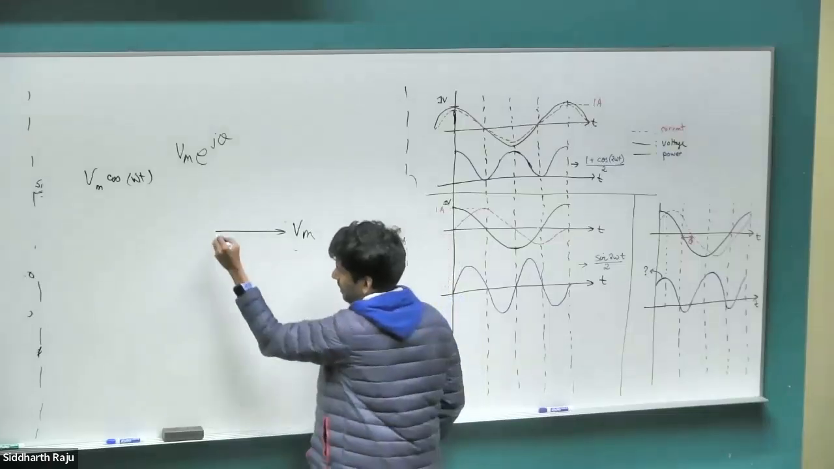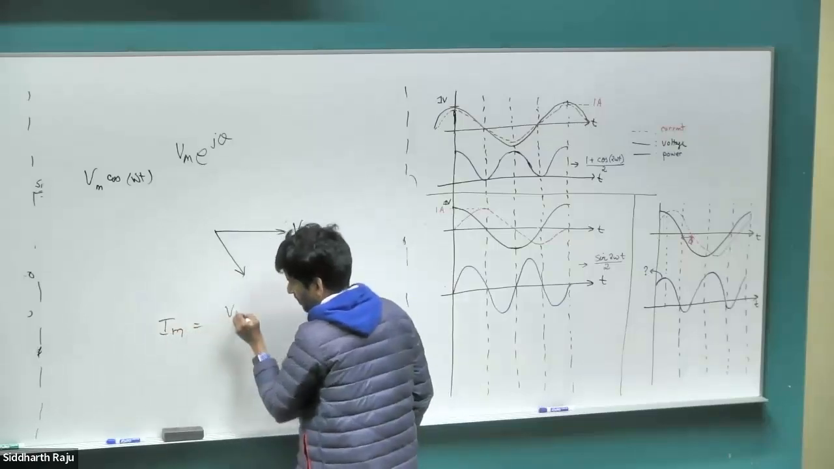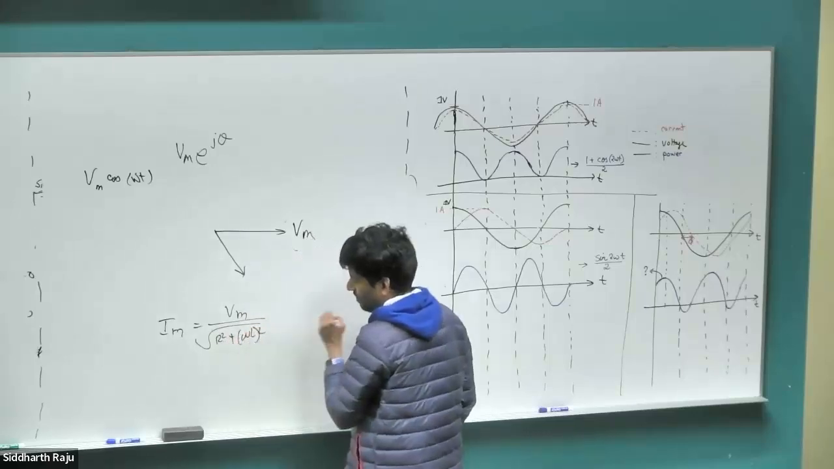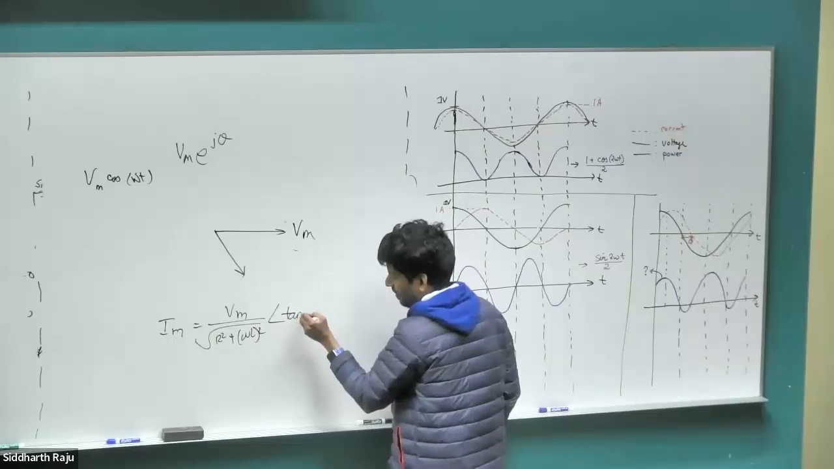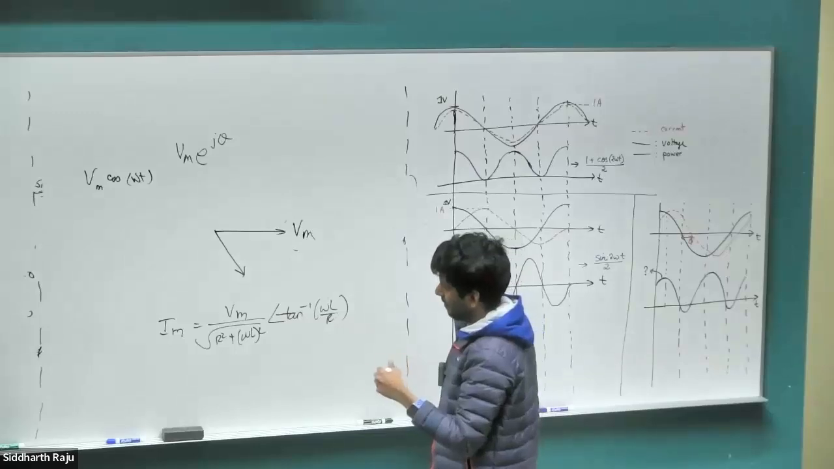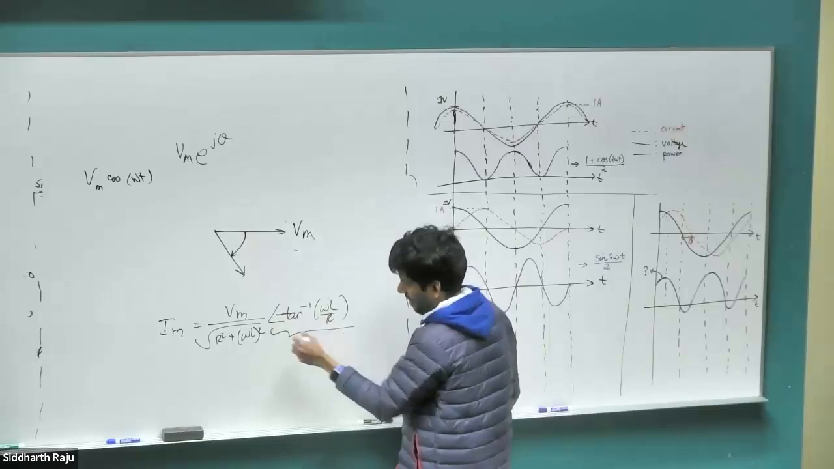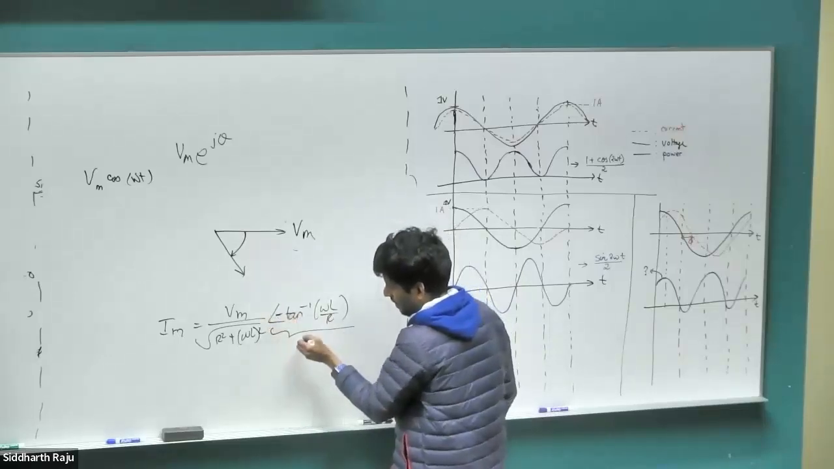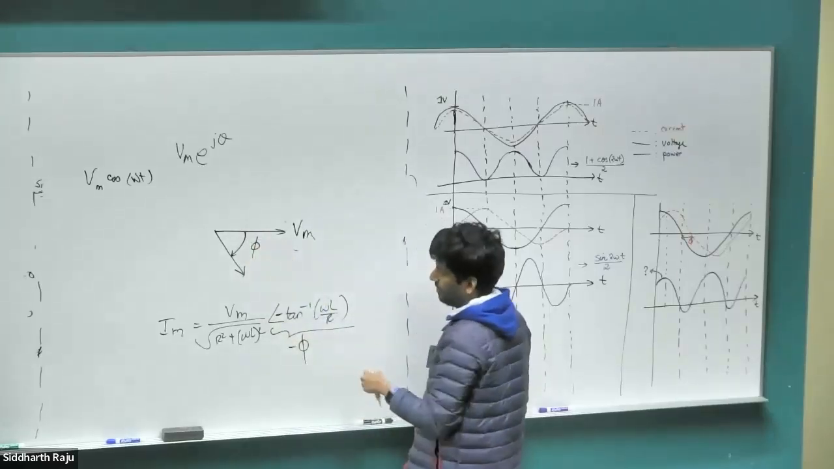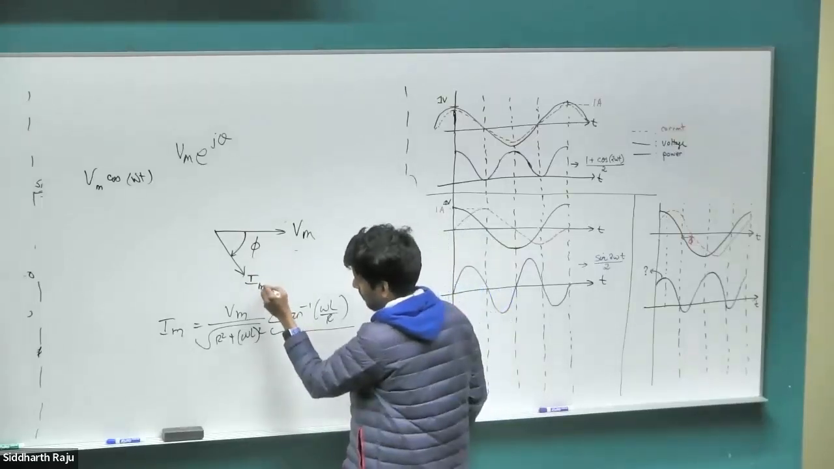Now, what is my current going to look like? Well, we already have an expression for current. Im is Vm divided by the square root of R square plus omega L the whole square. That's the magnitude part. And the angle is tan inverse omega L by R with a negative on it because it's lagging. So this angle, negative tan inverse omega L by R, is an angle phi, a phase angle going the opposite direction because it's a negative value. And this is going to be the magnitude of vector Im itself.